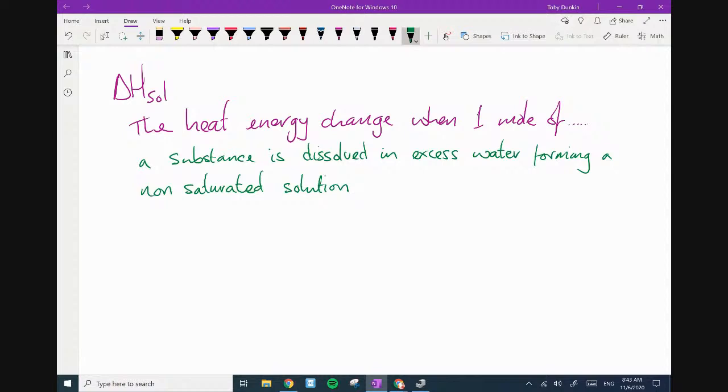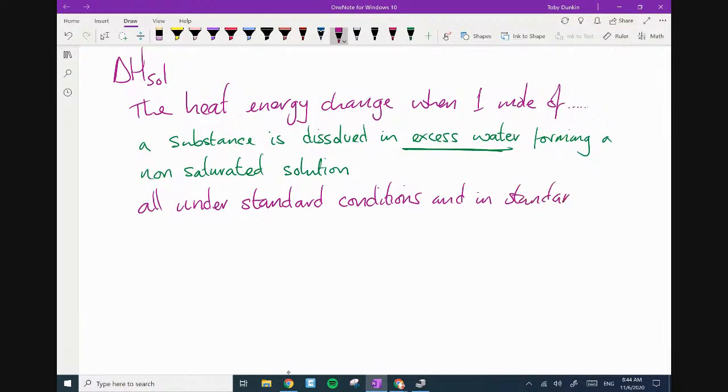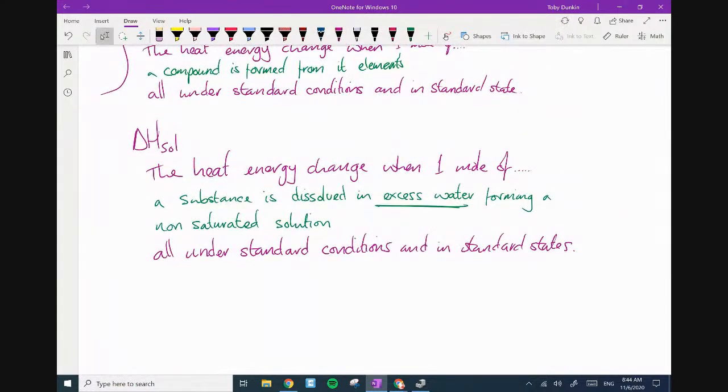Can I just point out, I don't actually think you need the non-saturated bit, because the excess water covers it. I don't think you need that extension. I tend to add it because it's a pattern that I've been taught. I'm not entirely sure if it's needed. All under standard conditions and in standard states. Cool. Okay, we'll keep going.